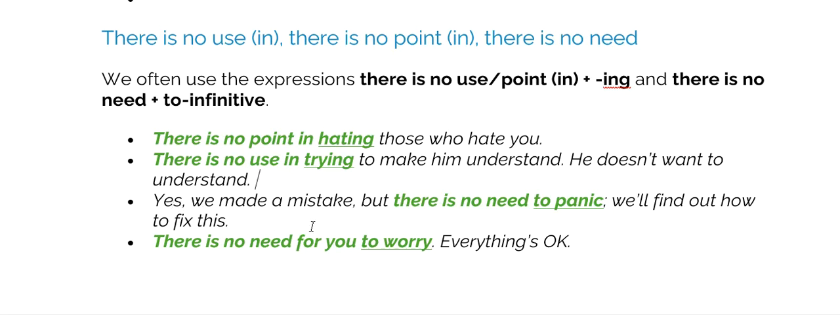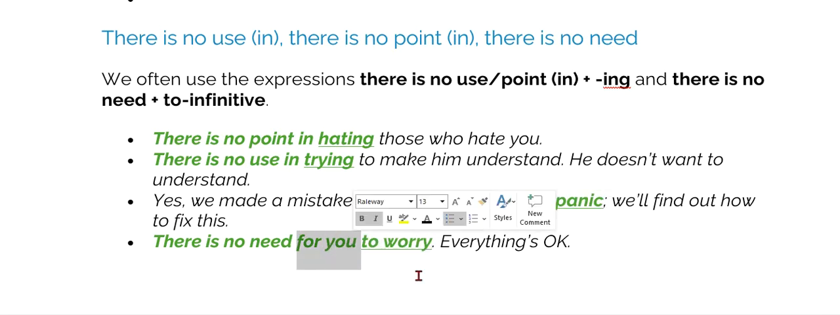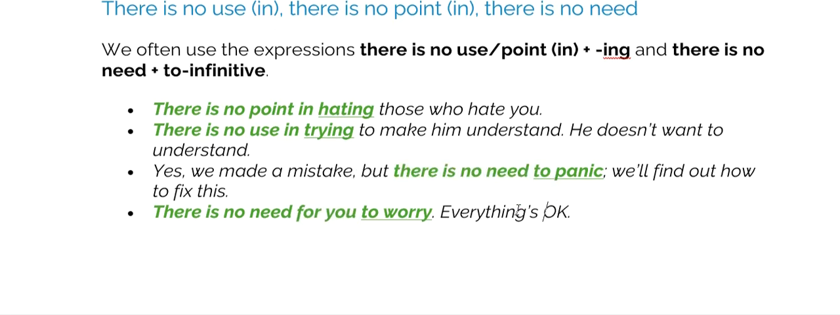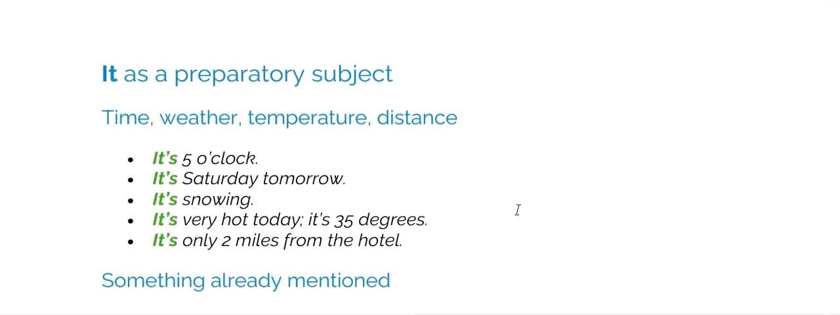Another example. Yes, we made a mistake, but there's no need to panic. We'll find out how to fix this. There's no need to panic, huh? Need plus to plus verb. There's no need for you to worry. Everything is okay. Again, another use of an infinitive after need. We also have the phrase for you as the subject of the infinitive, for you to worry. So it was all about there.